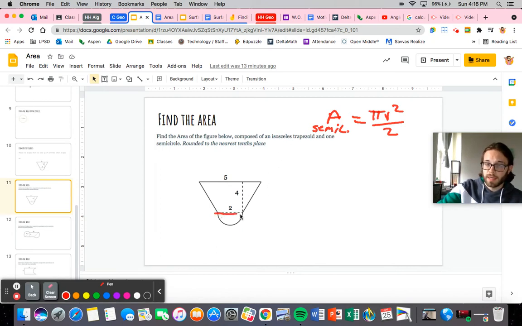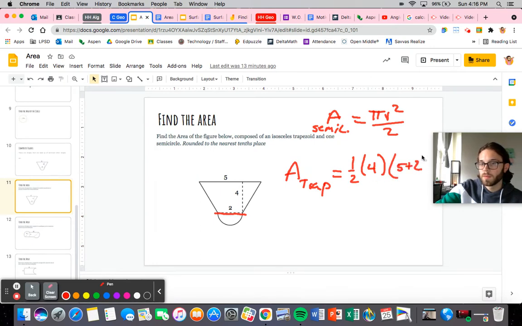So if I kind of looked at it here, I could find the area of that trapezoid. That's 1/2 the height, which is 4, times base 1 plus base 2, so 5 plus 2. Okay, what does that equal to? Well, 1/2 times 4 is 2. 5 plus 2 is 7. So it's 14.